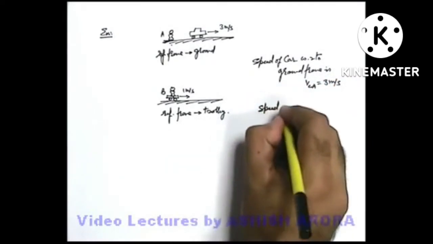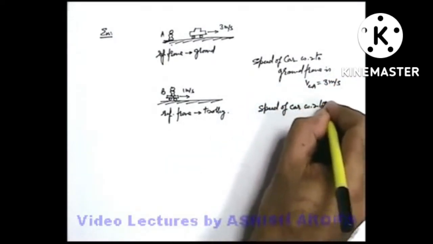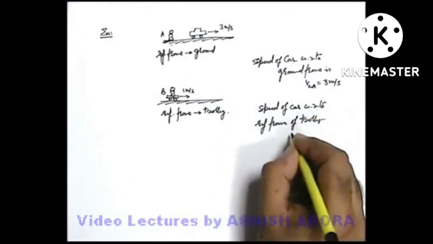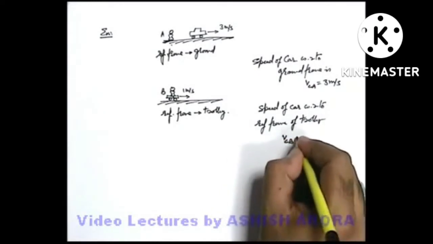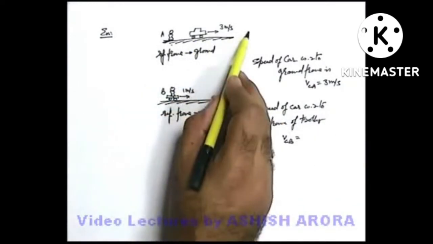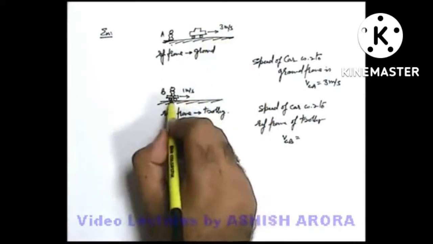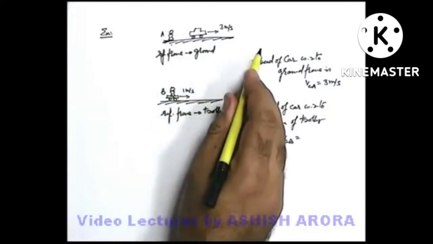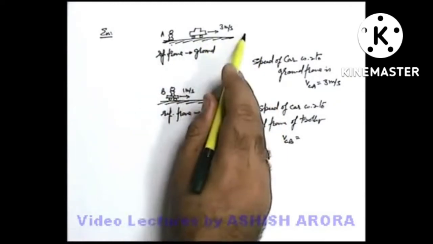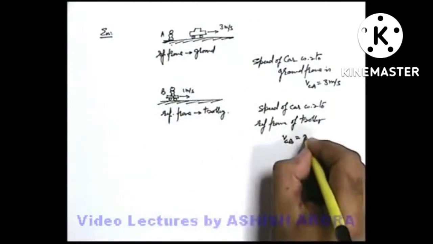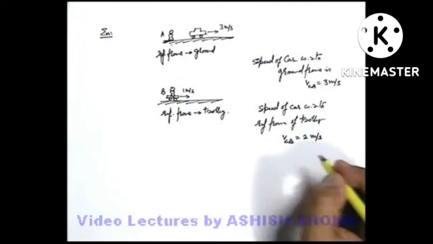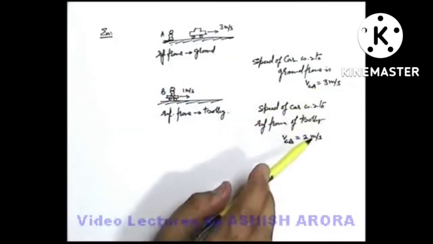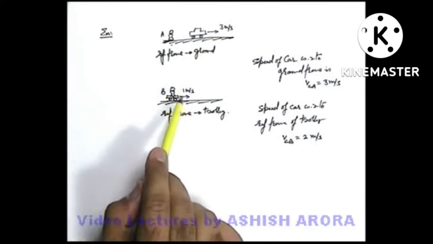And if we measure the speed of the car with respect to the reference frame of the trolley, the car is moving at 3 meters per second, and the trolley is moving at 1 meter per second. In 1 second the trolley will travel a distance of 1 meter, and in 1 second the car will travel a distance of 3 meters. So as seen by this observer, the car has progressed a distance of 2 meters in 1 second. So we can say its velocity is 2 meters per second. So we can see that with respect to various frames of observation, the motion parameters measured, like here the velocity of this car, are different.